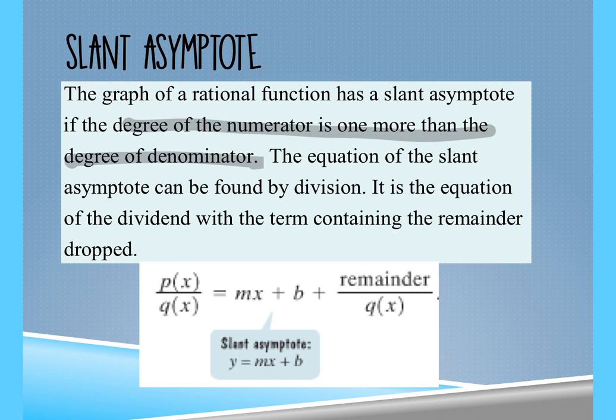The way we find the slant asymptote is take our numerator and divide it by the denominator. And then we ignore the remainder and we set the quotient part of our answer equal to y. And that will be our linear slant asymptote, y equals mx plus b.